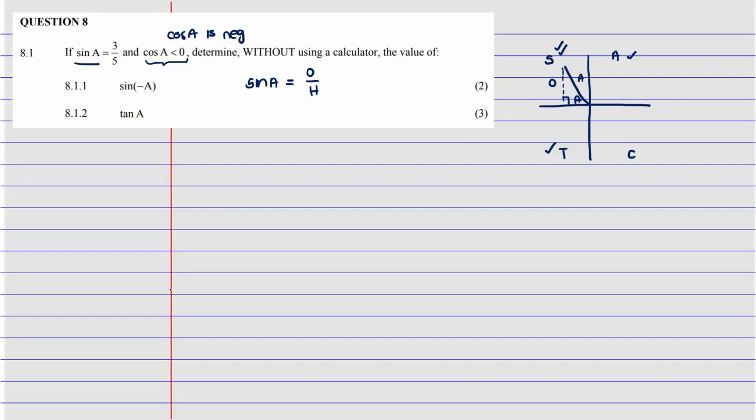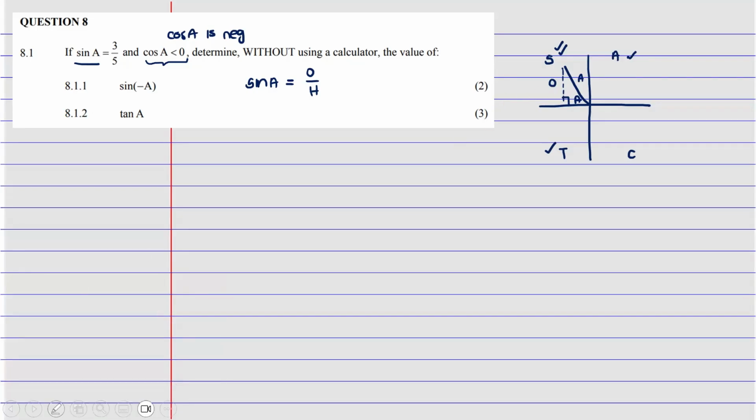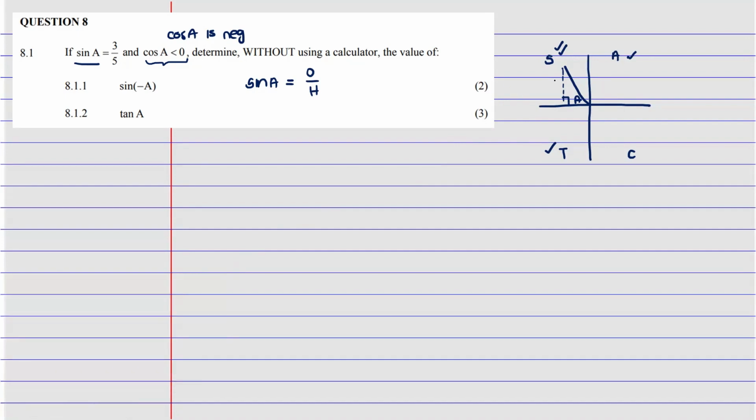So from our information, the opposite, this value here, is going to be 3, and this is going to be 5, right? And it's very important to always complete the entire triangle, right? In our case, what we're missing is this side, which is parallel to the y-axis. So we have the y value, then we have r, and we are left with x. So using the theorem of Pythagoras, we can solve for x, right?